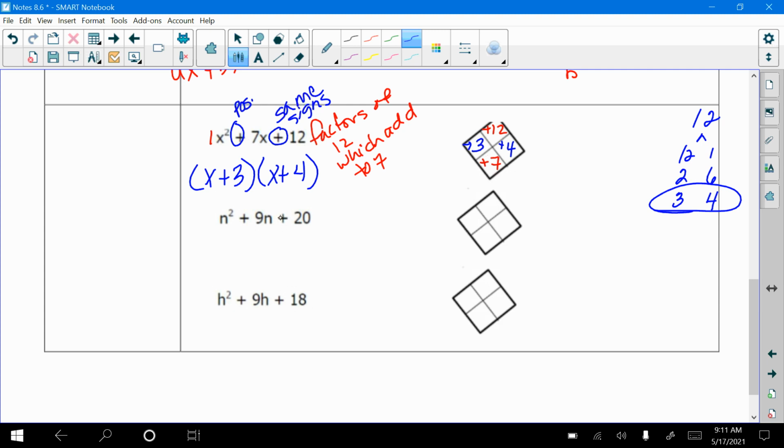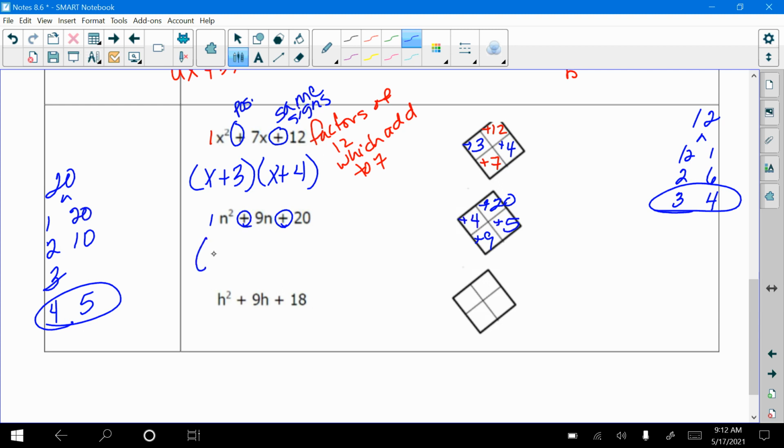The next one, I'm going to put my 20. So 1 times 20 is positive 20. Positive 9 goes in at the bottom. Factors of 20, so 1 and 20, 2 and 10, 3, nope, 4 and 5, 6, no, 7, no. So it goes back to the 5. All right, so I need to add up to 9. So 4 plus 5 is 9. So same signs, both positive. 4 and 5, n plus 4, and n plus 5.